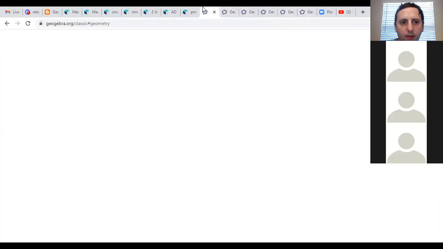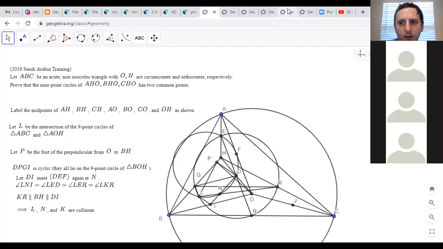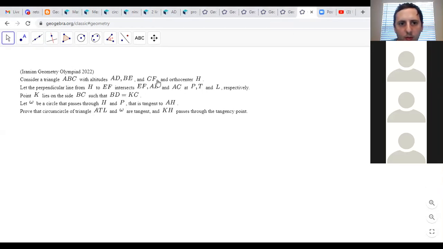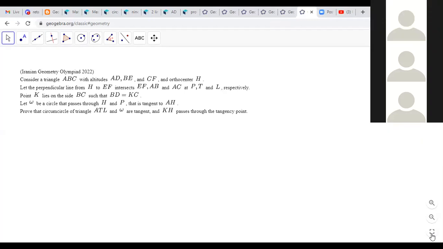Do you guys want to go back to the first problem? There are 2 easy IGO ones. Okay. No, this one is the hard one. The Euler line is the hard one. But is this one easier? Yeah, this one is easier. Okay. I'll do this one. Just a second.